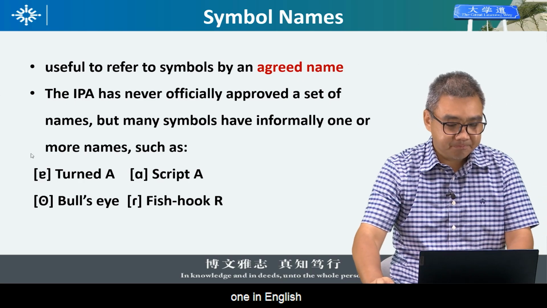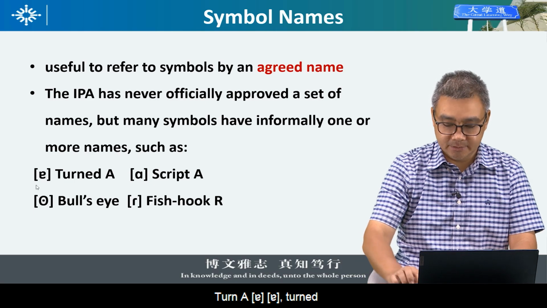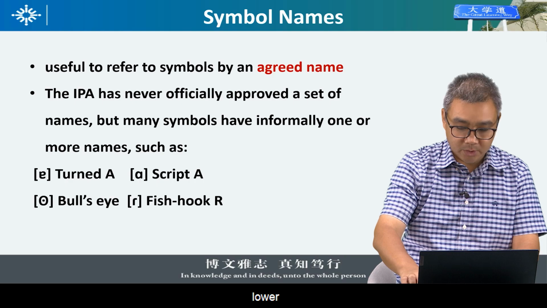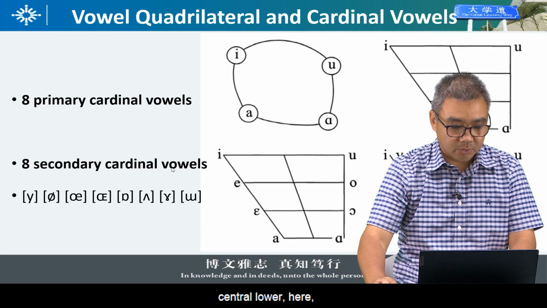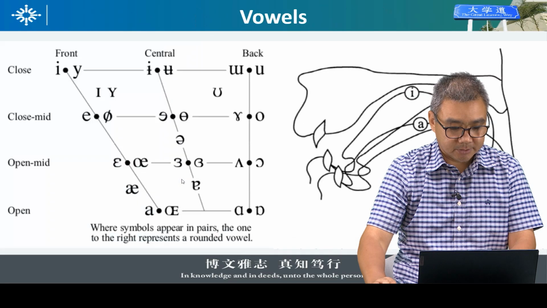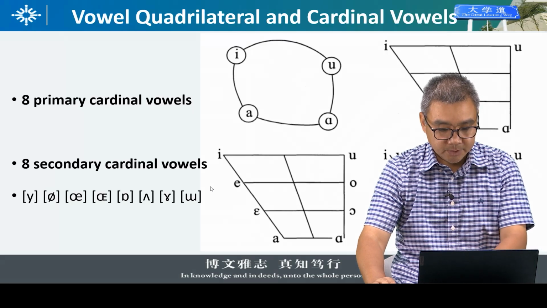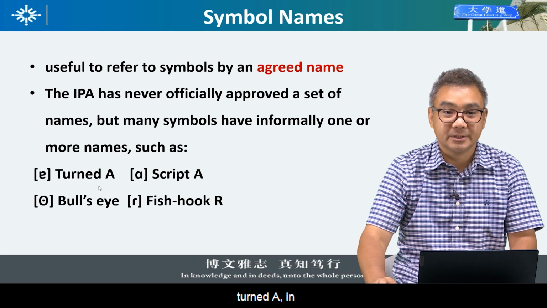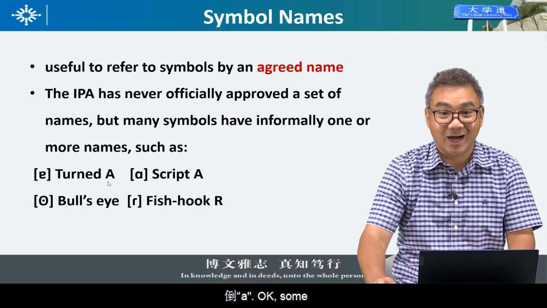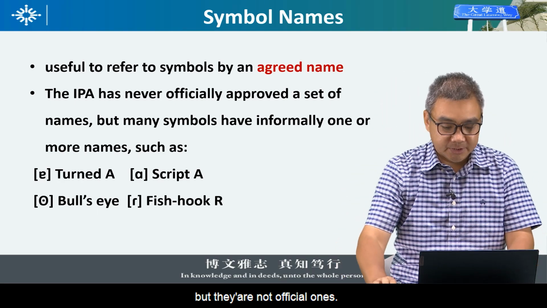For example, this one, in English, is usually called turned a. The central open mid vowel here is usually called turned a. In Chinese, 倒啊. Some of them, all of them have some name, but they are not official ones.